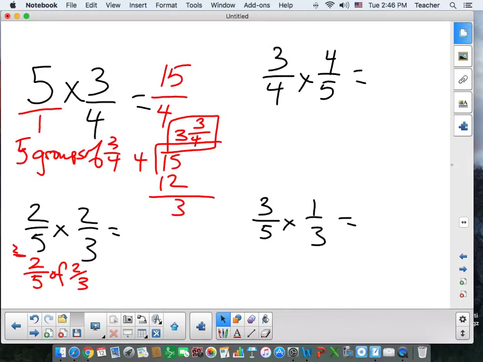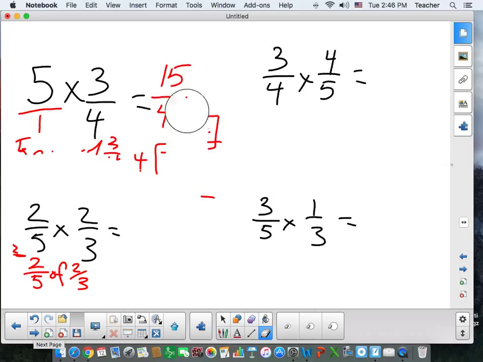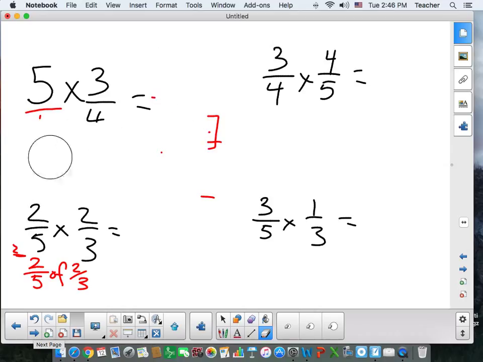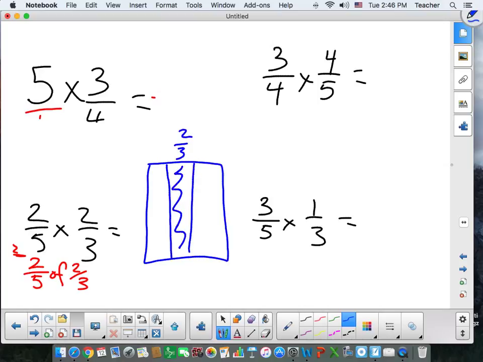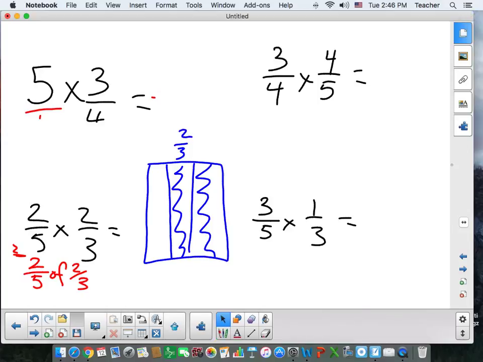All right, to show this properly, I now get rid of this so that I have room to draw a rectangle. You start with what you have. Do you have 2/5 or do you have 2/3? You have 2/3. And you show 2/3 this way. I do not have 2/3. I have 2/5 of 2/3.